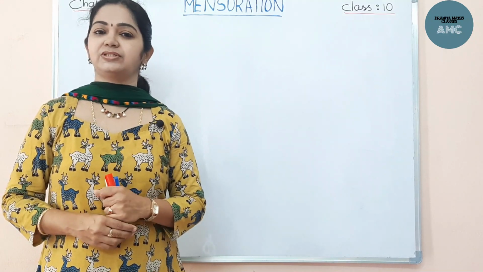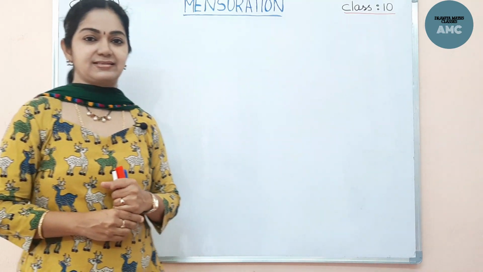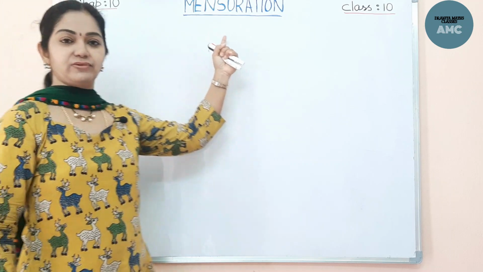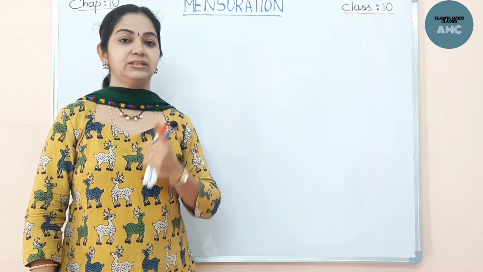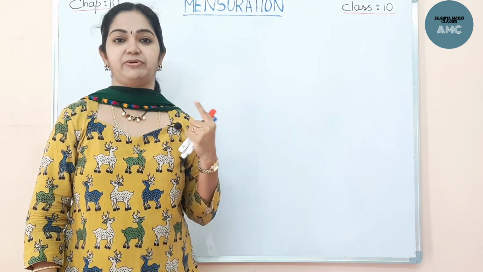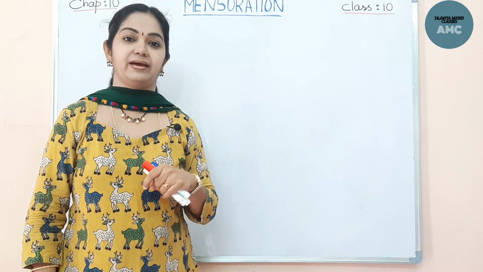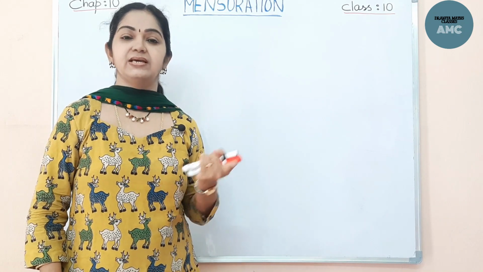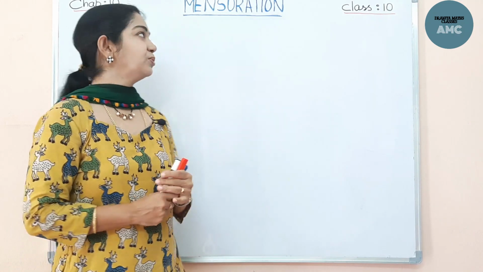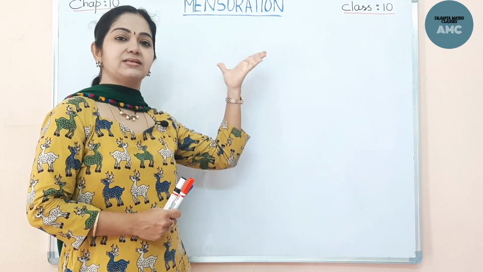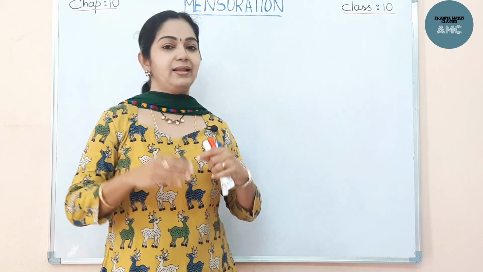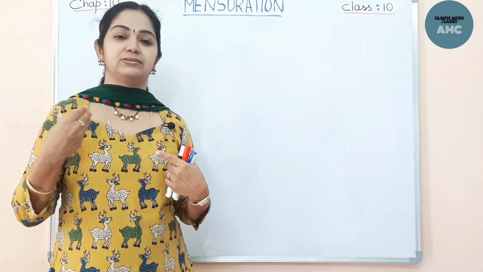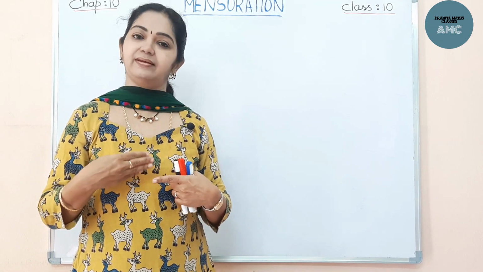In this session, we are going to learn a new chapter in class 10, that is chapter 10, mensuration. Mensuration is a new word, you have heard it, but we have done this in our previous classes, that is in 8th and 9th, but with a different name, that is surface areas and volumes. So this mensuration is nothing but a branch of mathematics involving the surface areas and volumes of solid objects. Now let me recall those concepts which you have learnt in your 8th and 9th class.